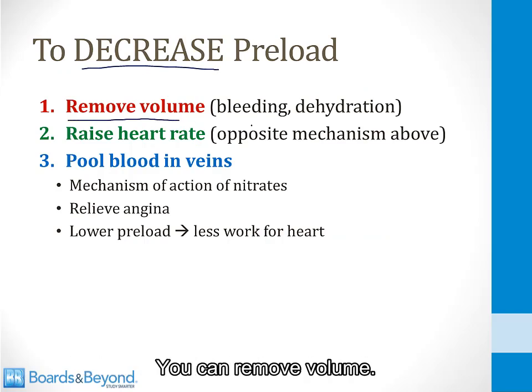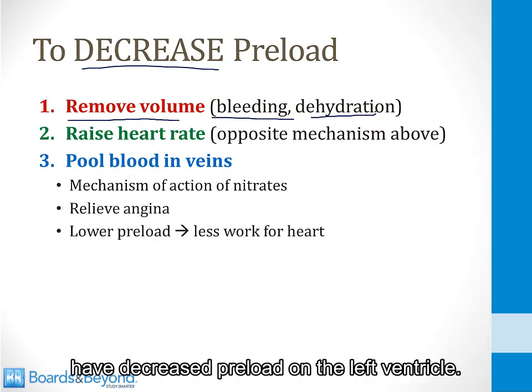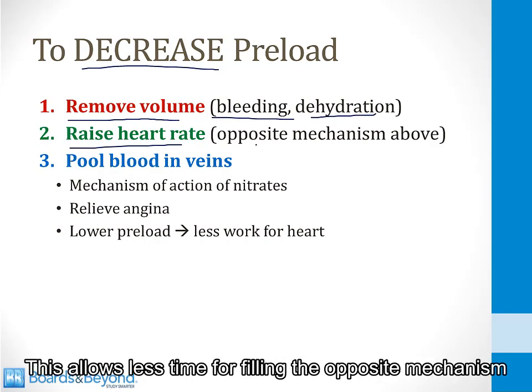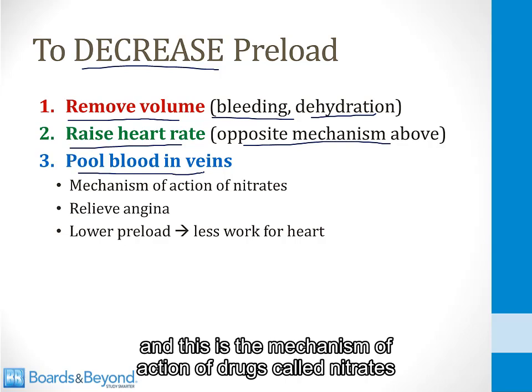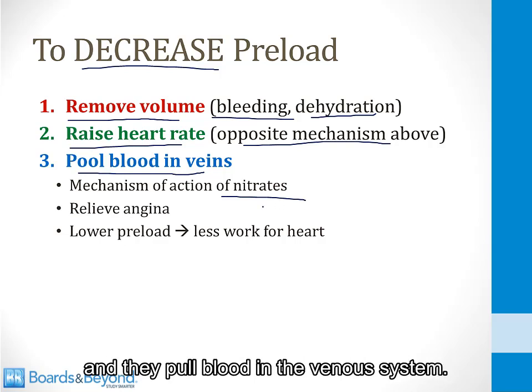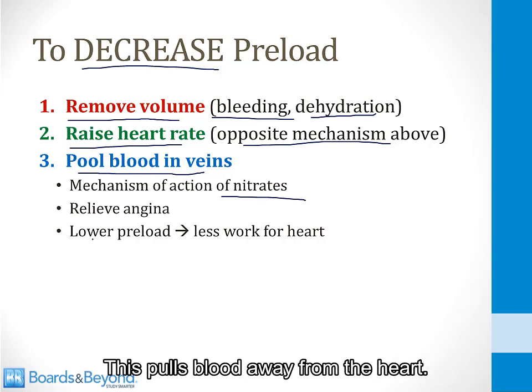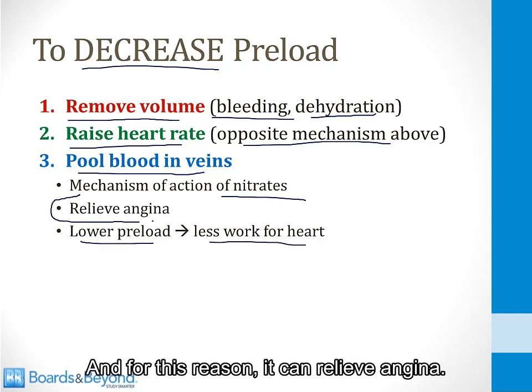To decrease the preload, you do the opposite of the three mechanisms I just discussed. You can remove volume. Patients who are bleeding or dehydrated have decreased preload on the left ventricle. You can raise the heart rate. This allows less time for filling, the opposite mechanism we talked about before. In addition, you can pool blood in the veins, and this is the mechanism of action of drugs called nitrates, which are sometimes used in heart failure and in angina. They dilate the veins and they pool blood in the venous system. This pulls blood away from the heart. This lowers the preload. There's less work for the heart to perform, and for this reason it can relieve angina.